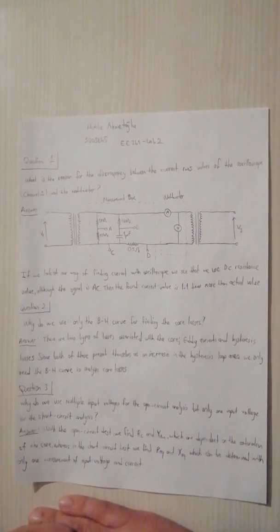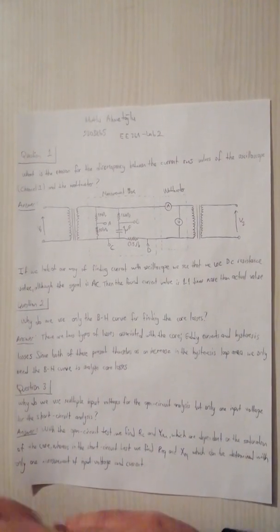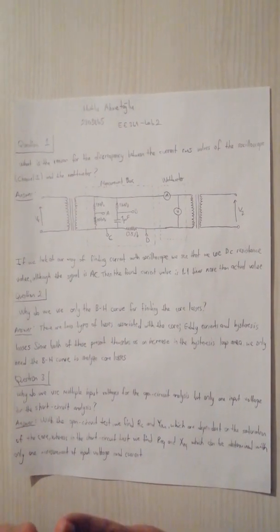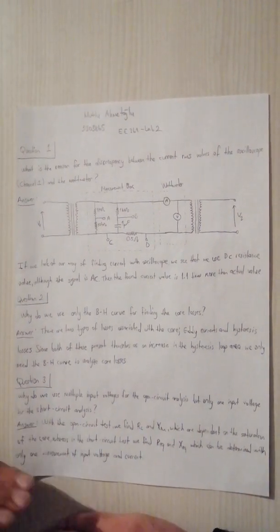Why do we use only the BH curve for finding the core losses? Well, we know that there are two types of losses associated with the cores: eddy currents and hysteresis losses. And we know that both of these present themselves as an increase in the hysteresis loop area. So how do we find these? We find them both by looking at how they increase the hysteresis loop area. So we only need the BH curve to find the core losses, because both of them present themselves in that way.